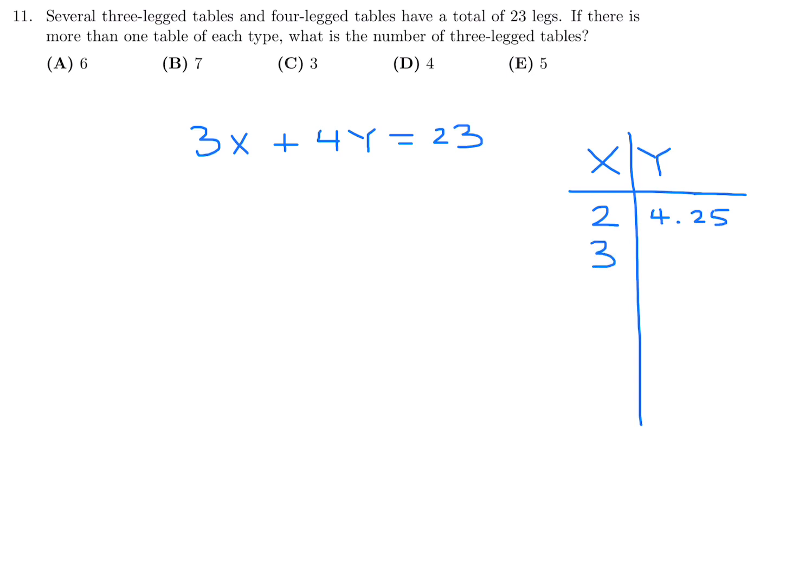Try x equals 3, and you get 3.5. Again, no good. Try x equals 4, you get 2.75. Try x equals 5, and you get 2. So this is our integer solution, and it's the only one under the conditions of the question. Therefore, the number of three-legged tables is represented by x, and that is 5. So number 11, the answer is E.